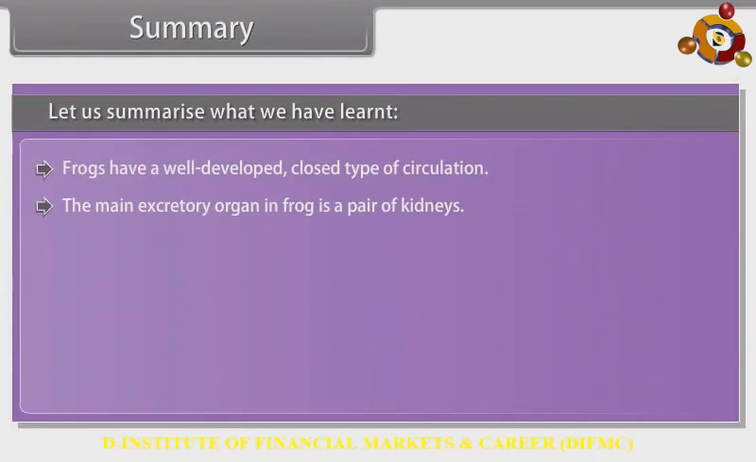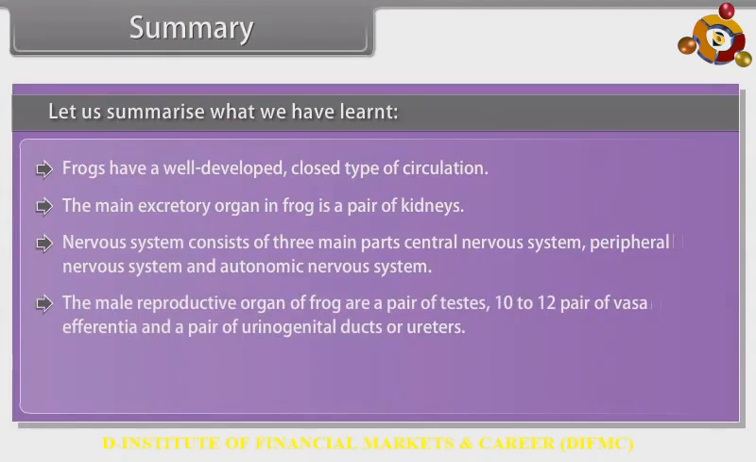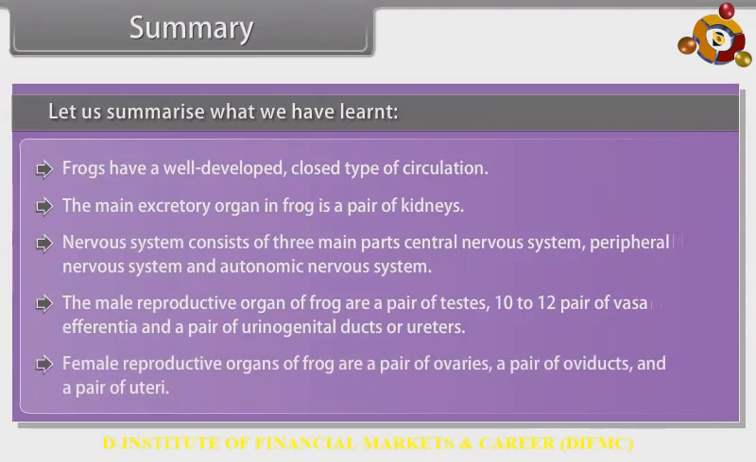The main excretory organ in frogs is a pair of kidneys. The nervous system consists of three main parts: central nervous system, peripheral nervous system, and autonomic nervous system. The male reproductive organs of frog are a pair of testes, 10 to 12 pairs of vasa efferentia, and a pair of urinogenital ducts or ureters. Female reproductive organs of frog are a pair of ovaries, a pair of oviducts, and a pair of uteri.